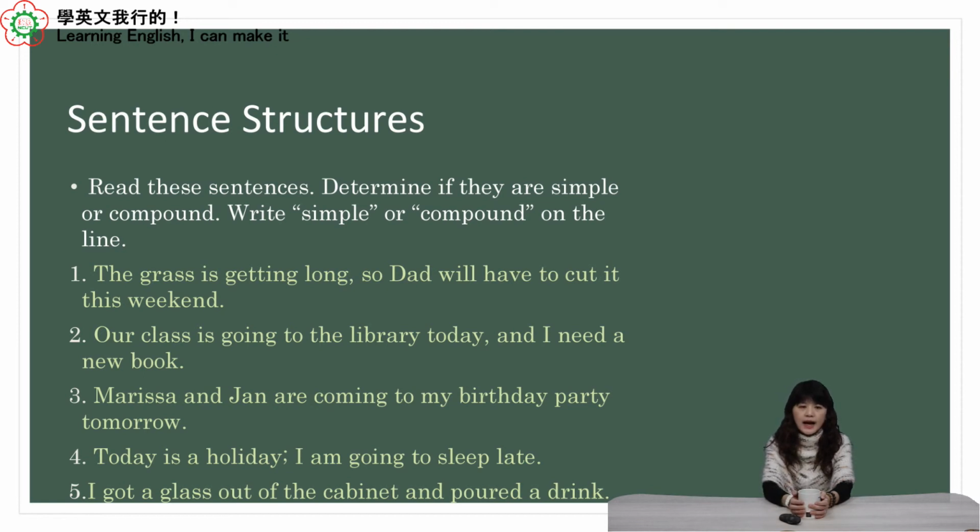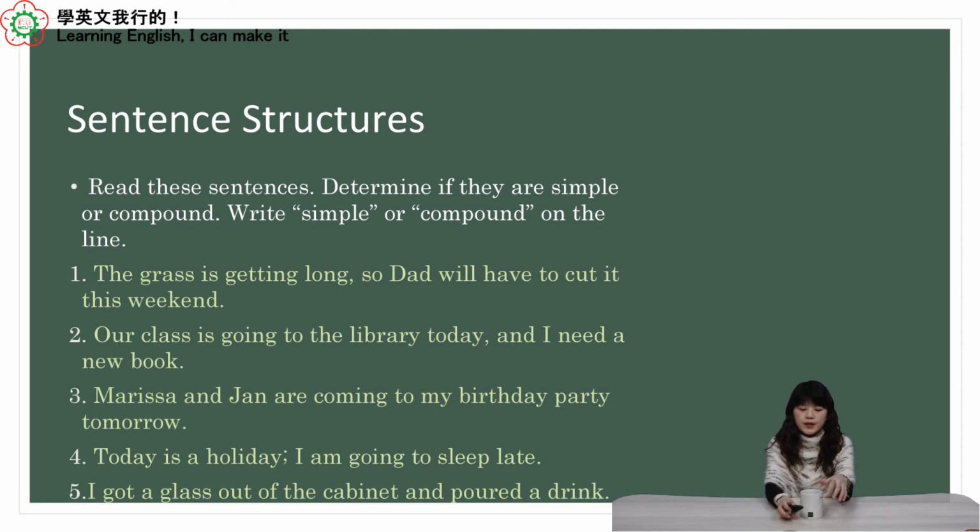The last one, I got a glass out of the cabinet and poured a drink. So this is actually a simple sentence because you have one subject, I, and then what do you do? You got the glass out of the cabinet, poured the drink. So even though here you can see two actions, we consider this sentence a simple sentence because it has only one subject. Okay, and then and links these two verbs together.